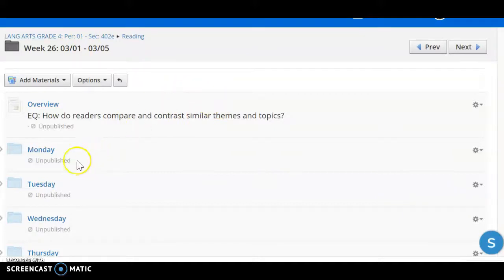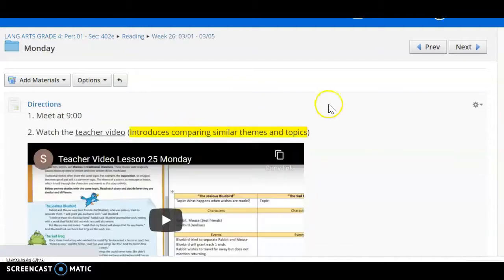So this week in reading, we are going to compare and contrast similar themes and topics. So looking at two pieces of literature, two fiction texts, and determining how their themes are alike and how they're different, and how the topic presented is alike and different. So let's go into Monday.